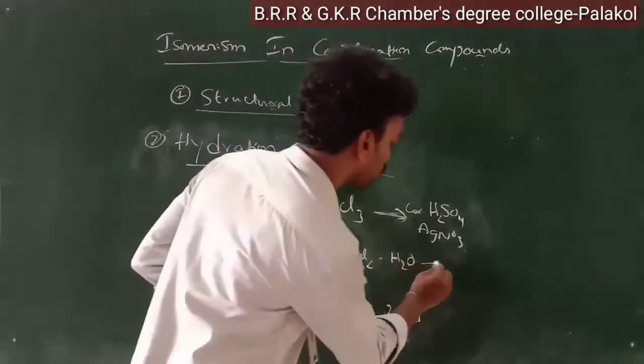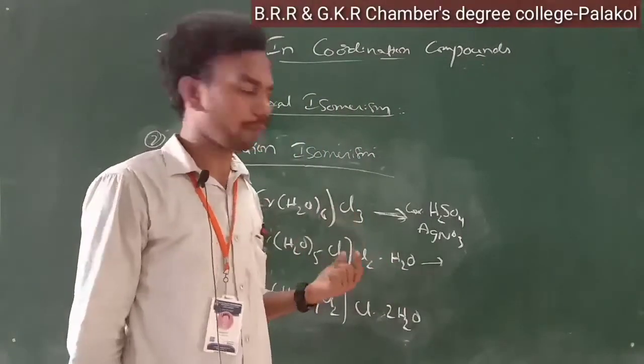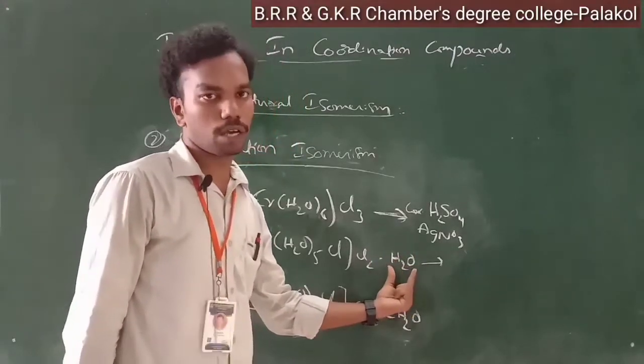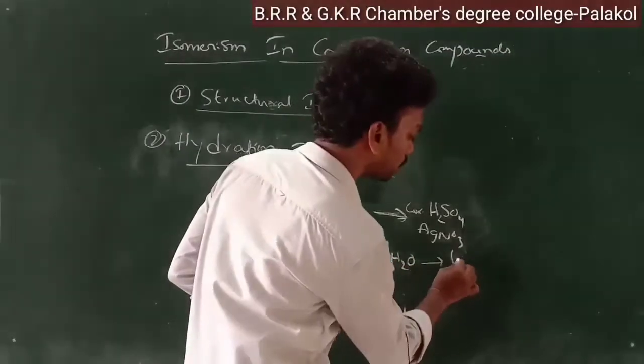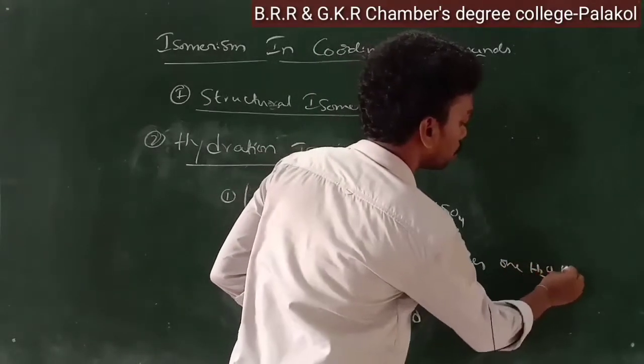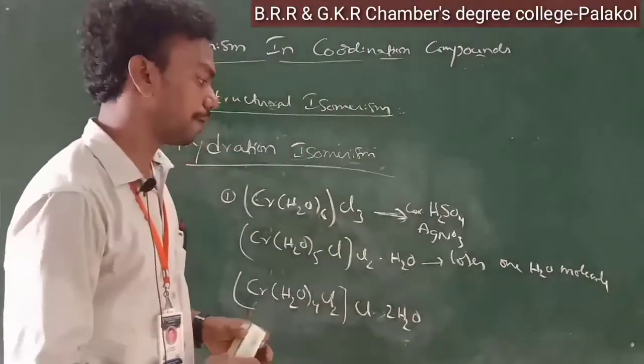So these two. Next, coming to the second complex. Now here it loses one water molecule, because one water molecule is out of the coordination sphere. One water molecule is out of the coordination sphere. That means it loses one H2O molecule. Loses one water molecule. Okay.